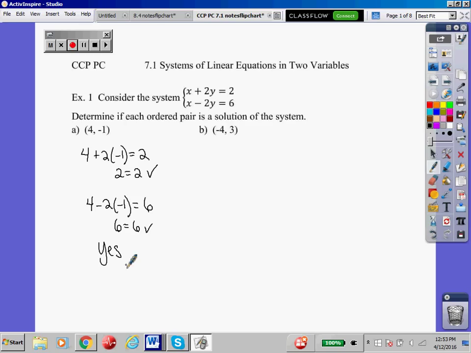You guys try letter B. It has to work in both. And if you plug it in the first one and it doesn't work, you don't need to bother putting it in the second one because it doesn't work. Yeah, Jay. If you can do it in your head, you do not have to work it out. If you can do it in your head, that is terrific.